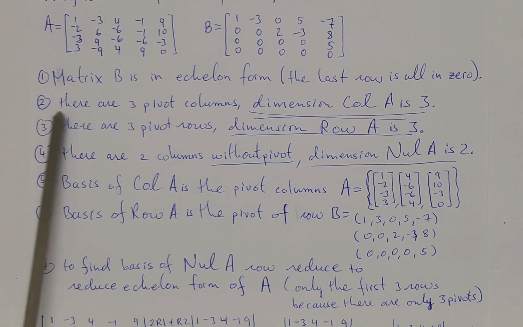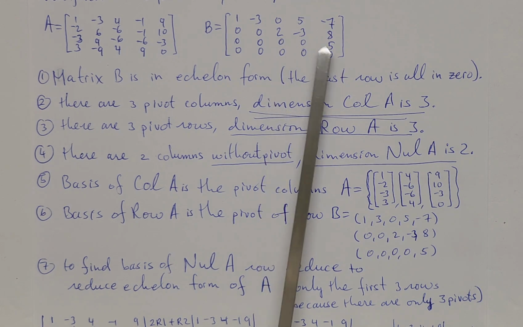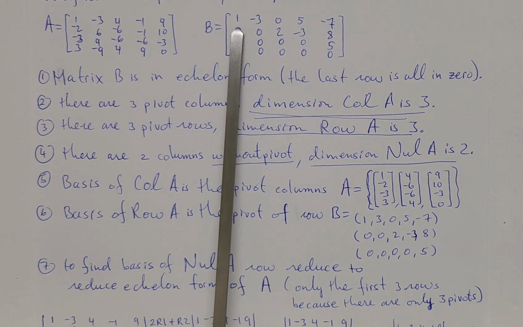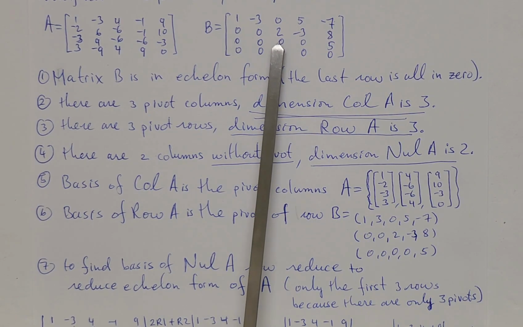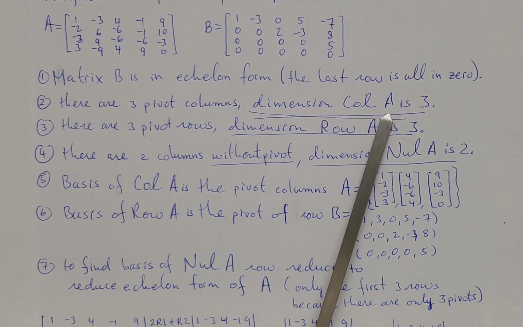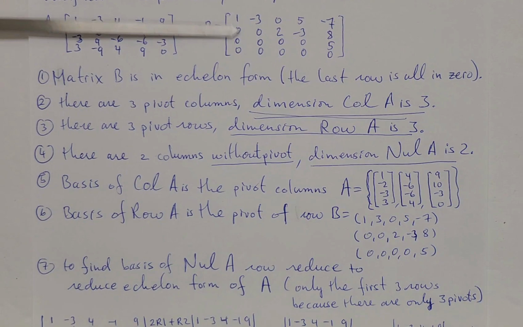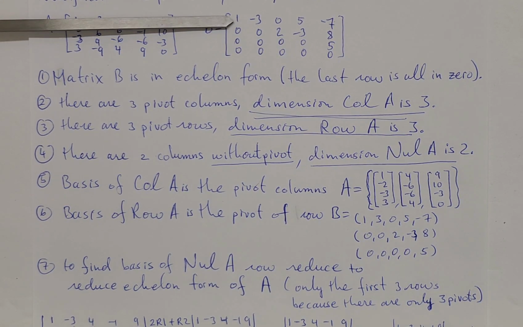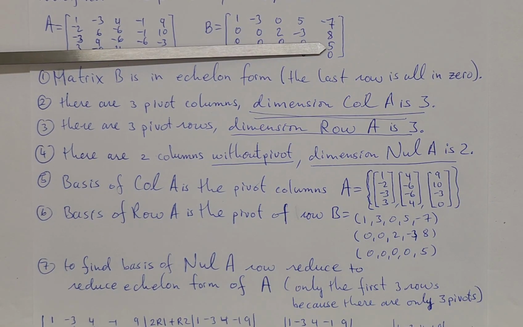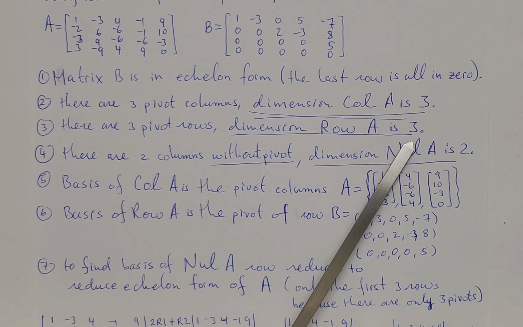Part two, there are three pivot columns, so I have 1, 2, and 3. One right here, one right here, one right here. Since I have 1, 2, 3, the dimension of column A is 3. There are three pivot rows. So here's 1 row, 2 row, 3 row. Therefore, the dimension of row A is 3.